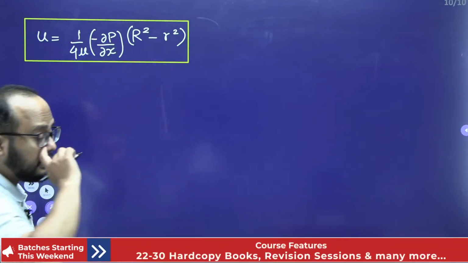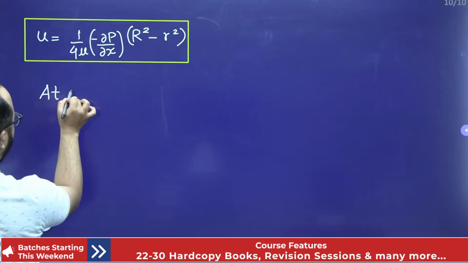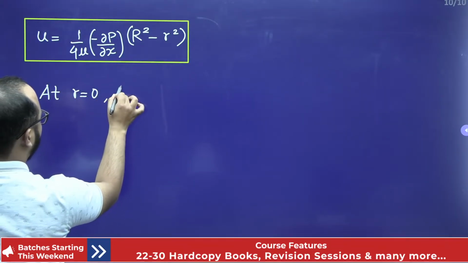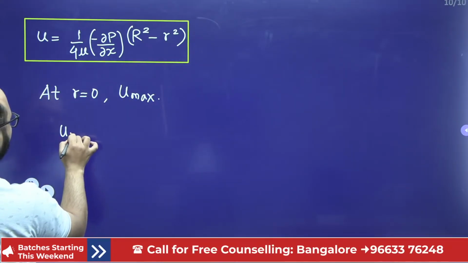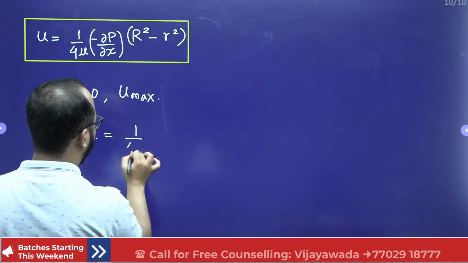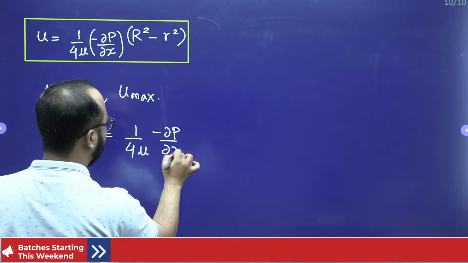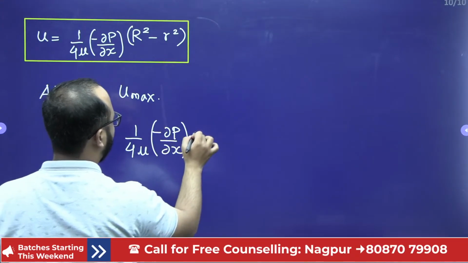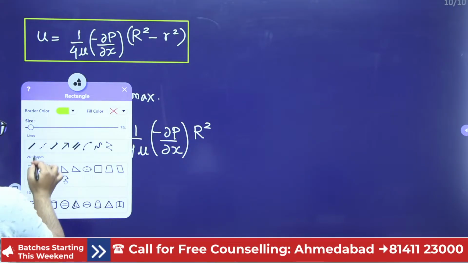Now another relation. As I know, at r equals 0 you will have U max. So your U max value will simply be 1 upon 4 mu, minus dou p by dou x, into capital R square. That is your relation. Again, one of the important formulas you will have.